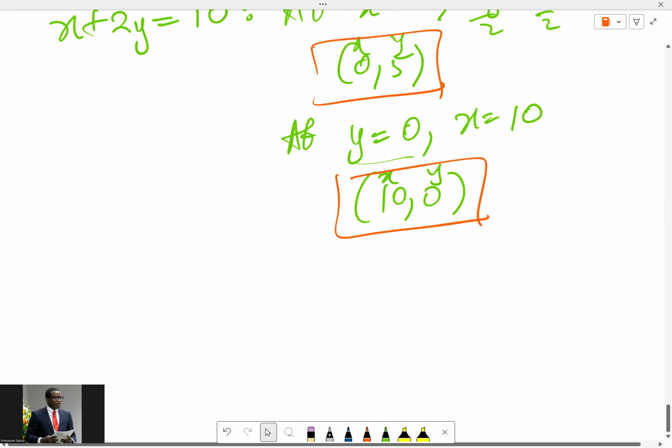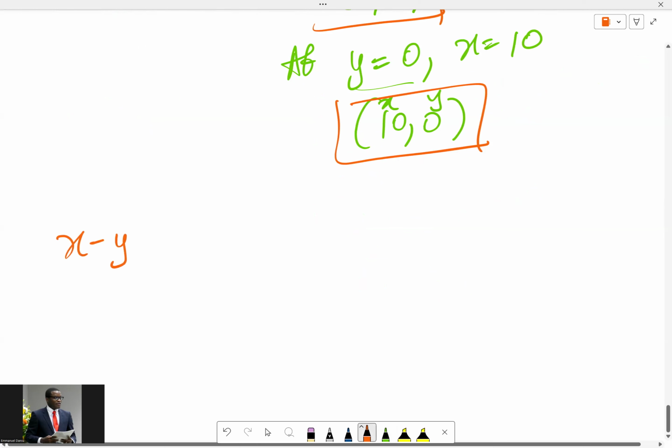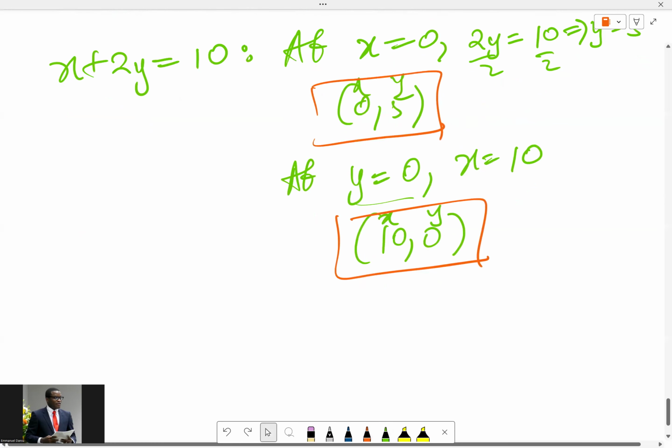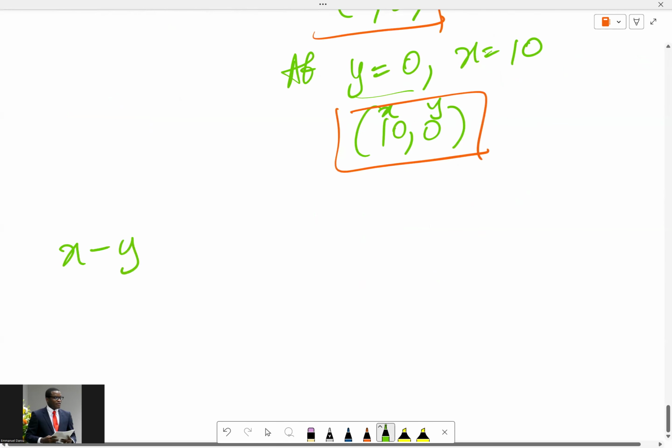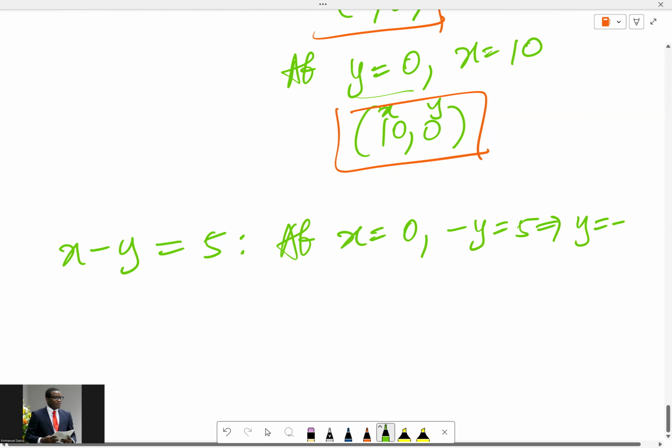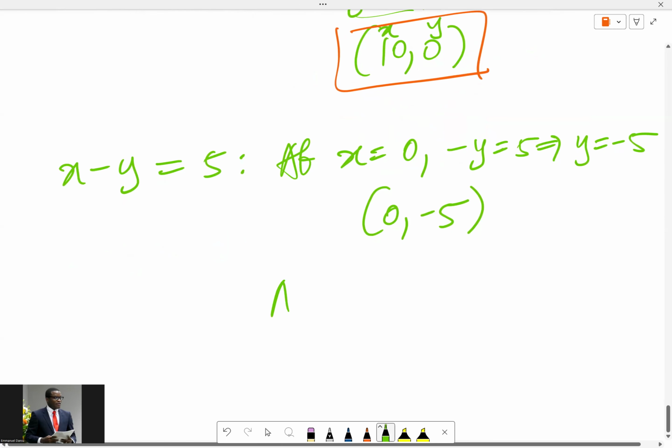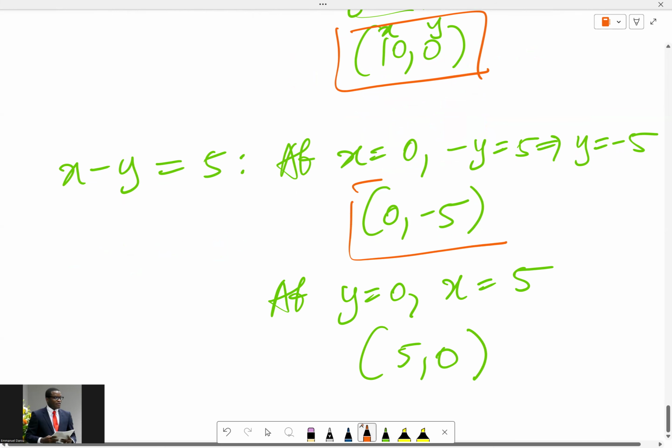Then you go to x minus y greater than 5. For that you do the same. So x minus y is equal to 5. Forget about the greater than; we are going to deal with that very soon. At x equals 0, you have minus y equals 5, which implies y is equal to minus 5. So you have 0, minus 5. Then at y equals 0, x is simply equal to 5. So you have 5, 0. Again, keep these two.